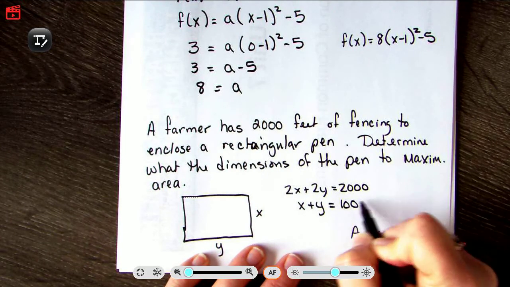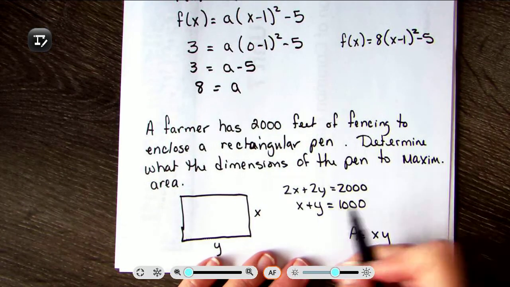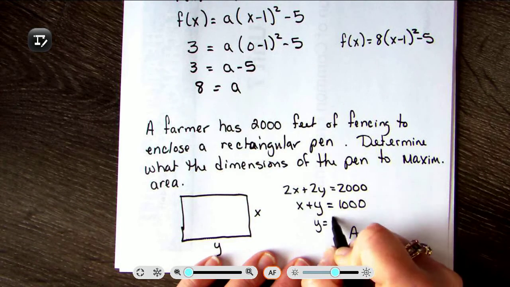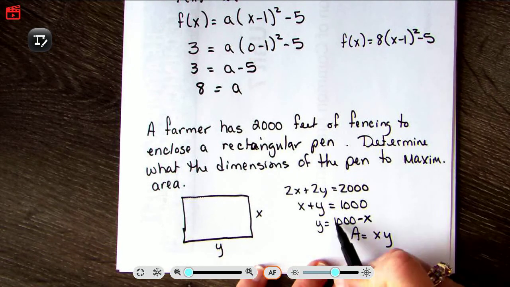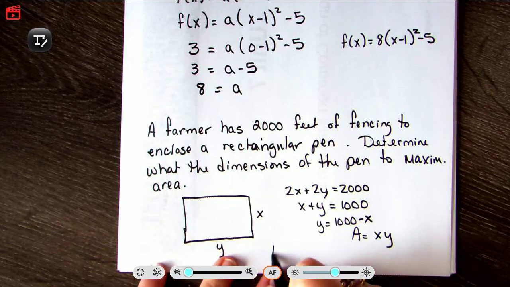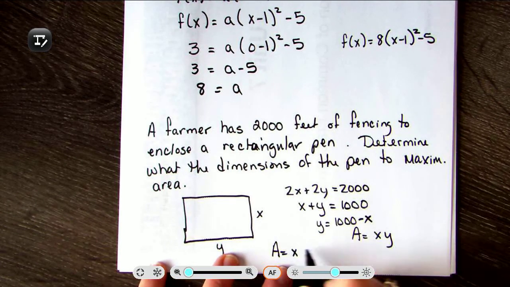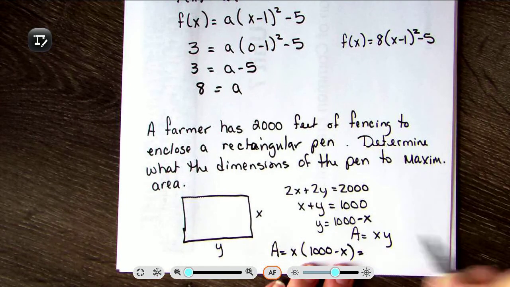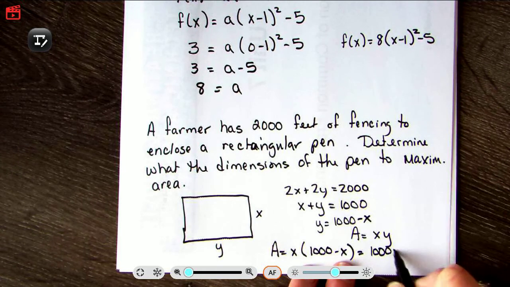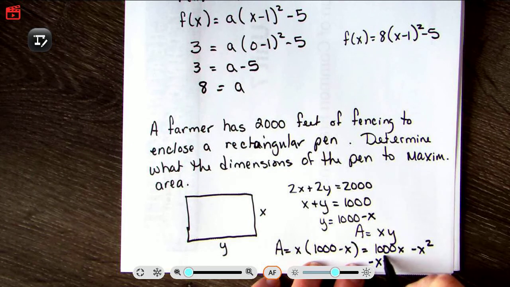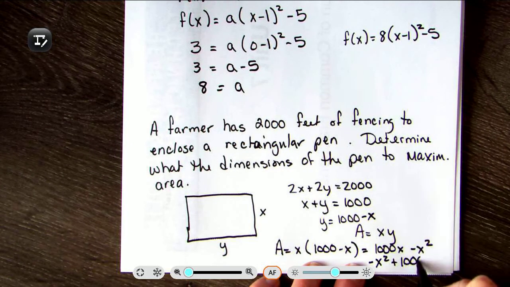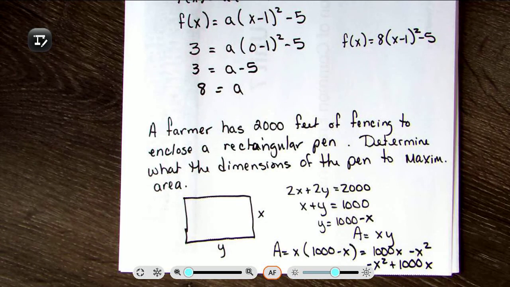So x plus y is 1,000. I am going to solve for y, so y is equal to 1,000 minus x. I could have solved for x, it really isn't going to matter. So I'm going to put this in for my area. So I have area is equal to x times 1,000 minus x, or 1,000x minus x squared. Or writing it in decreasing powers of x, I get negative x squared plus 1,000x.